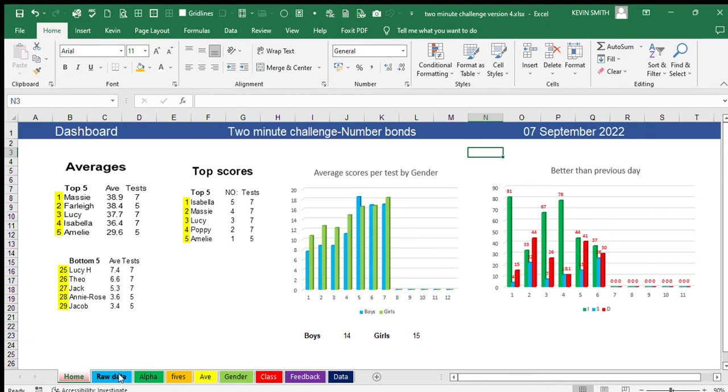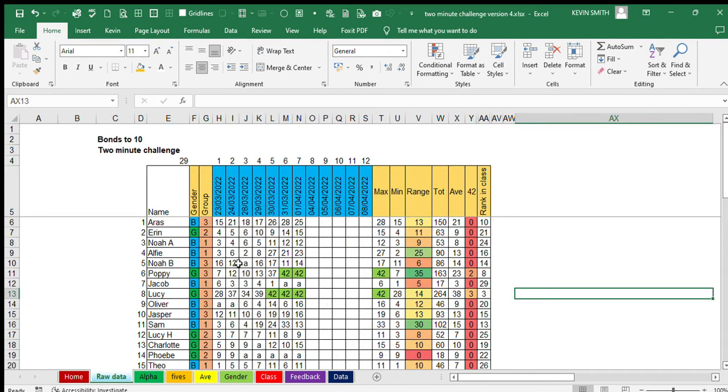Onto raw data. This is where you put all the names of the children, the genders, the groups, and you put their individual score for each day. A means absent. If the child scored the top score 42, it will be automatically coloured in green. The max, min, range, total, average, 42 and ranking class are all done automatically, you don't need to touch those.